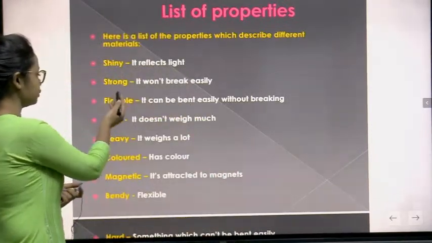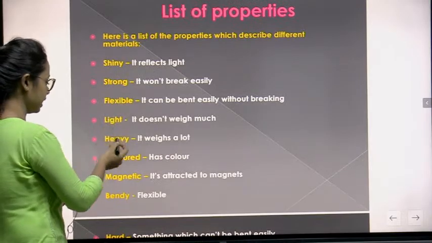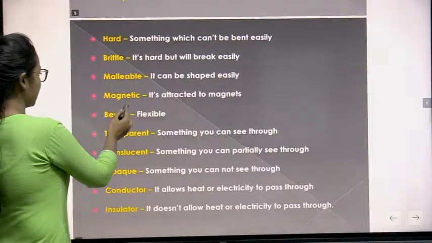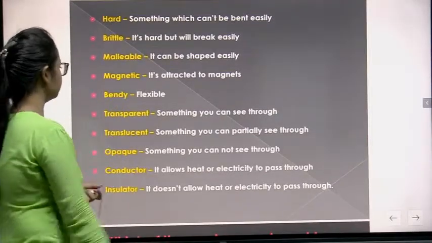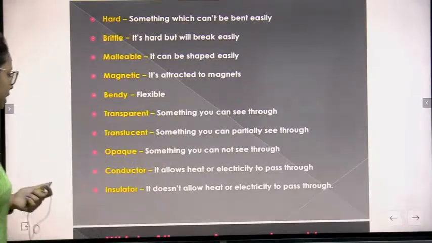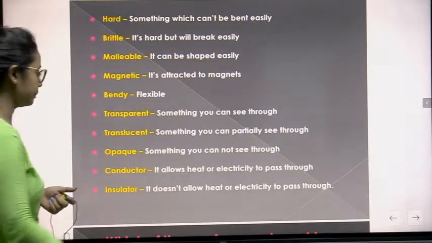That is shiny, strong, flexible, light, heavy, colored, magnetic, bendy, hard, brittle, malleable, transparent, translucent, opaque, conductor, and insulator.